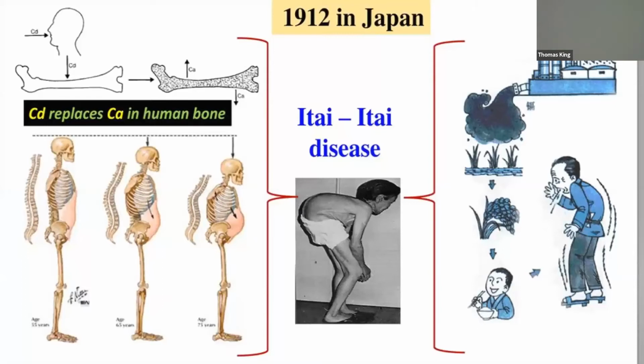And this illustrates the Itai-itai disease. As you can see, the bones are weakened because the cadmium will actually replace the calcium in your bone. And over time, it causes your bones to become flexible, as seen by the poor person in the middle of the slide who's bent over. The other side of the slide shows you how it accumulates in the food, and the people ate the food and got sick.